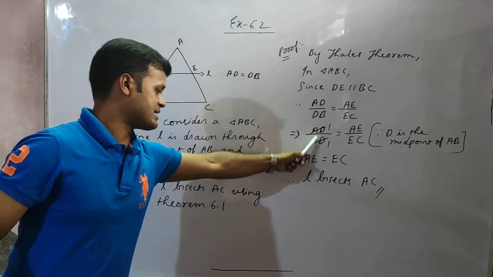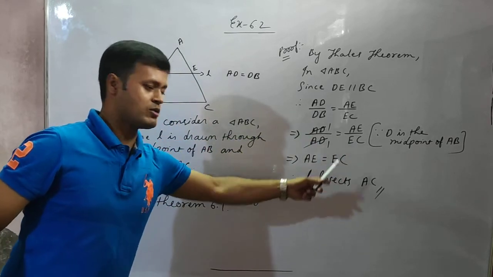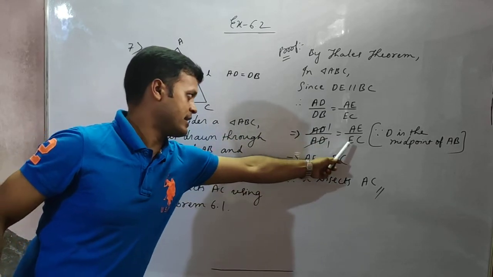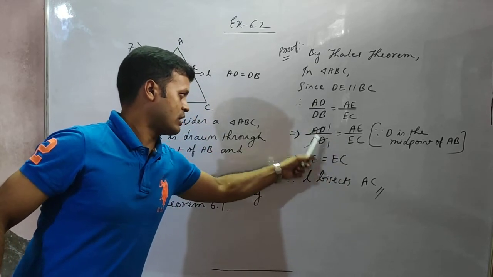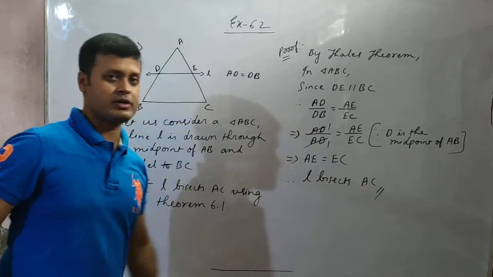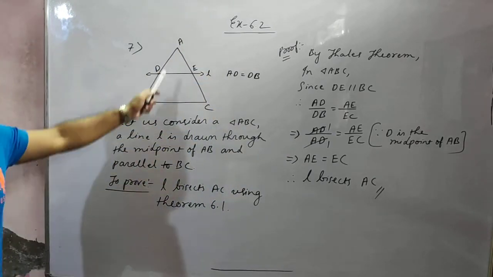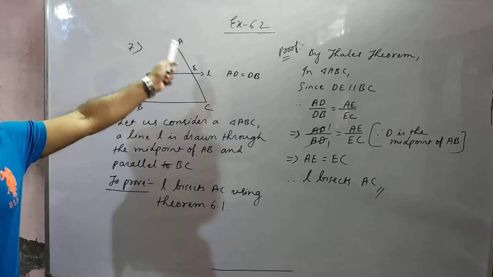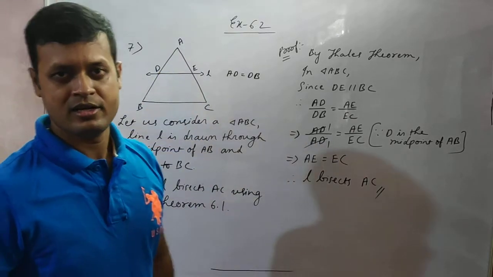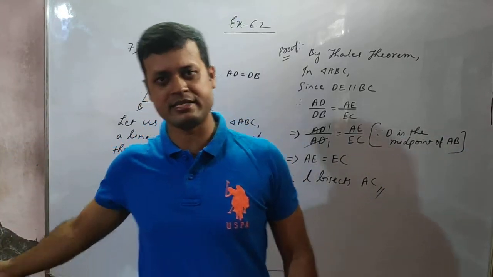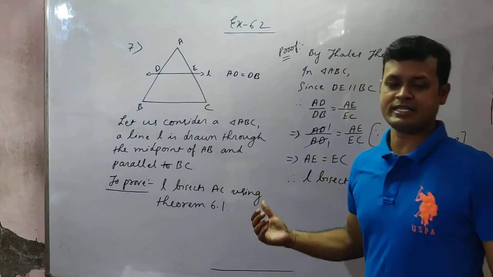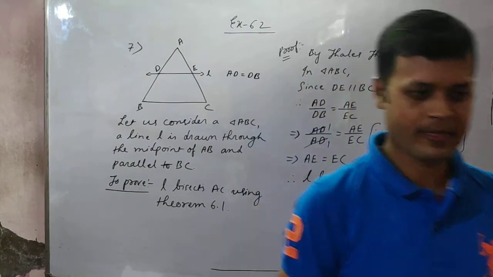So now AD is cancelled. Cross multiply: AE is equal to, only 1 is there. So if I cross multiply, EC into 1 will become EC. So AE is equal to EC. Now if AE is equal to EC, that means L bisects AC. Okay, so proved, isn't it? Very easy, isn't it? Really very easy these things are. Look carefully, okay?